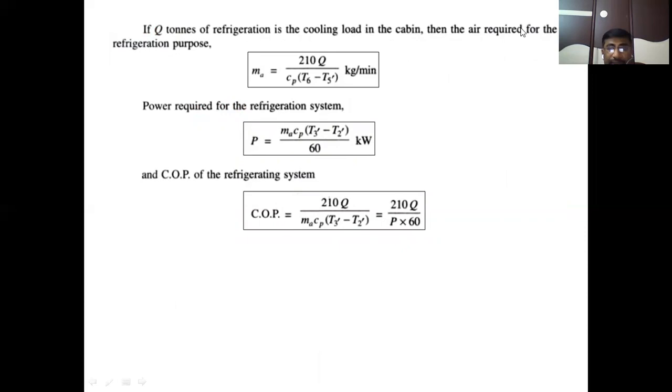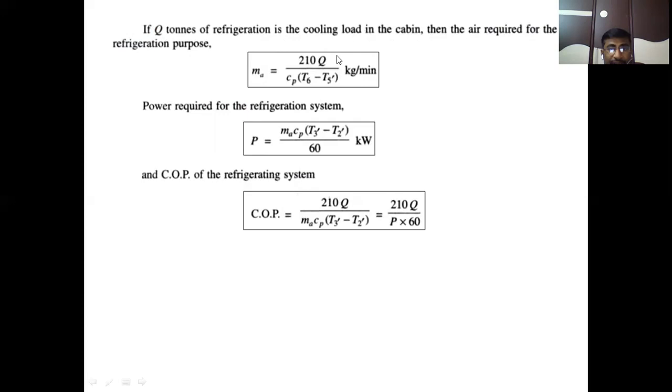Some equations are there for the simple cooling system. If Q tons of refrigeration is the cooling load in the cabin, then the air required for the refrigeration process can be calculated from this equation. The heat taken by the air from the cabin is MA into Cp into (T6 minus T5 dash), which is equal to the cooling load produced in the cabin, Q in tons. If it is multiplied by 210, we get kilojoules per minute.